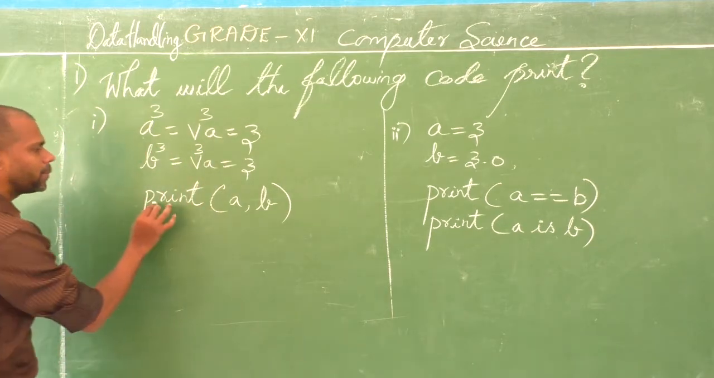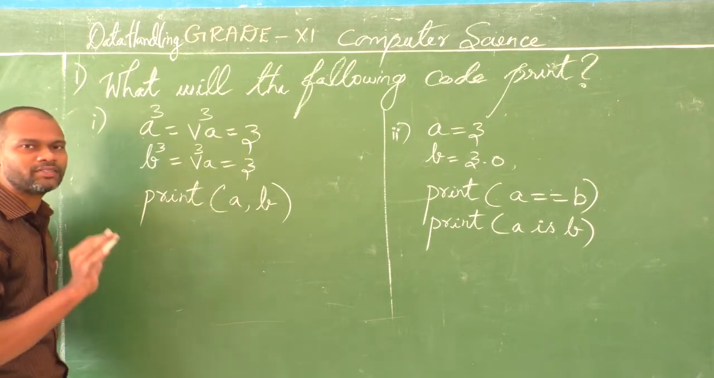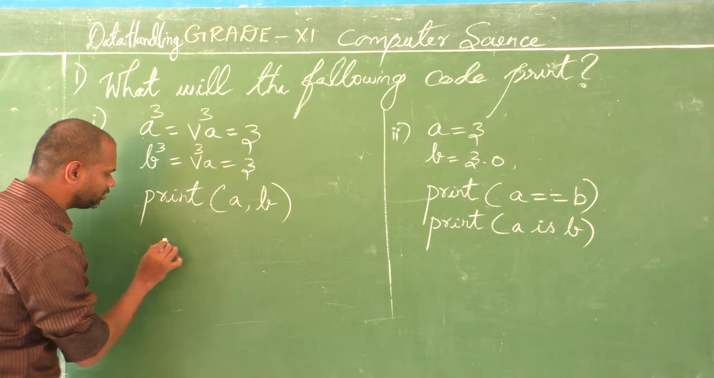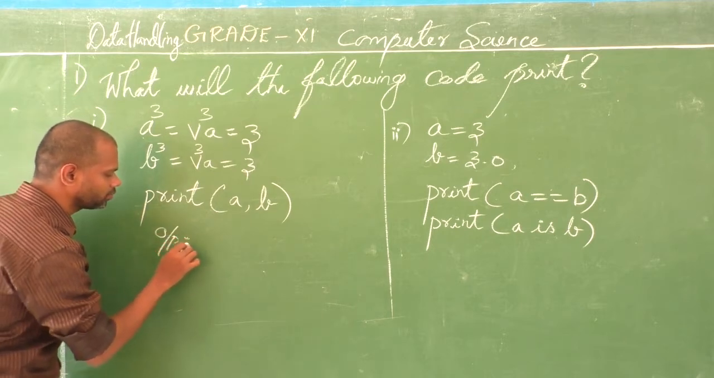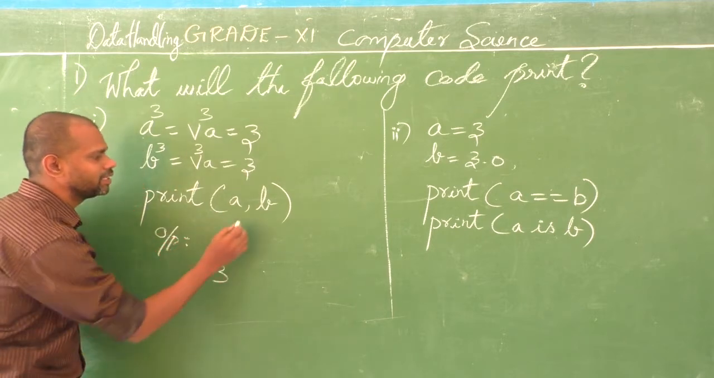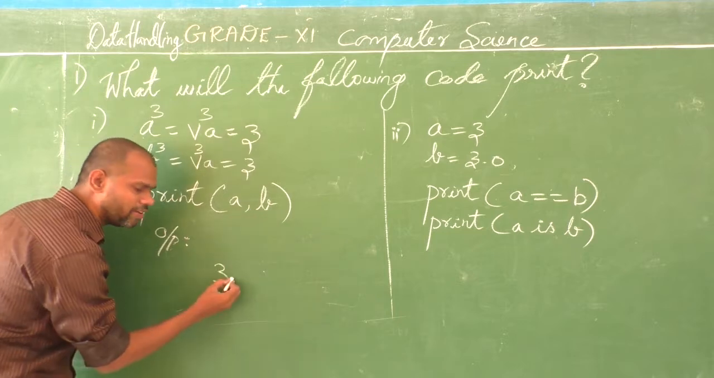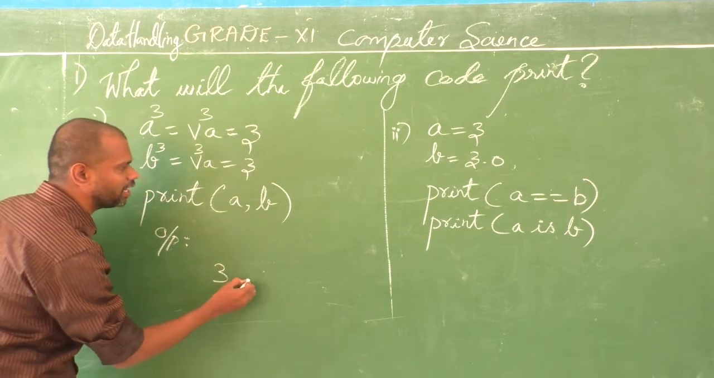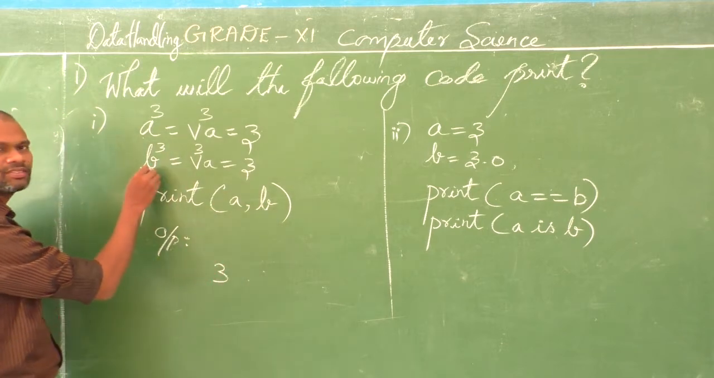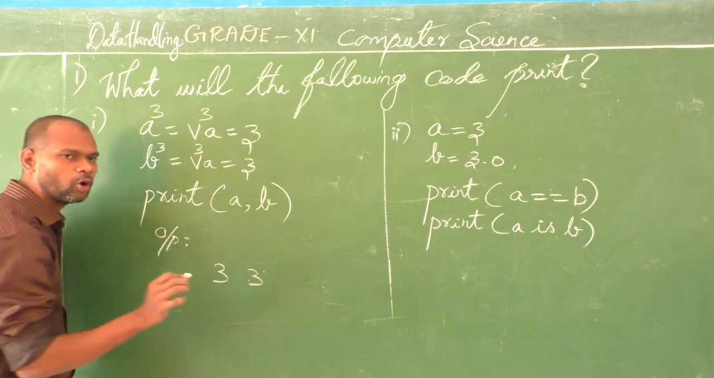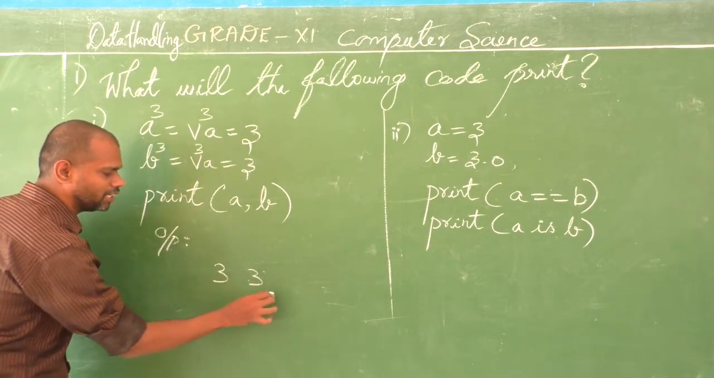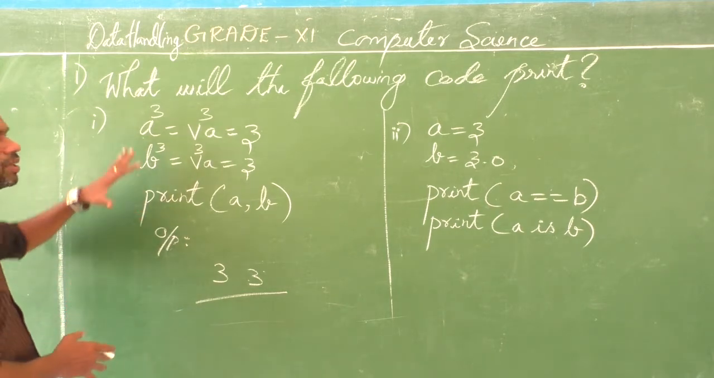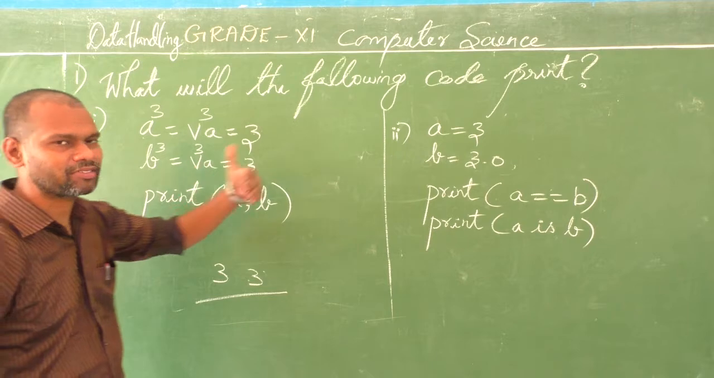Now print A comma B, what is the output? It will print the value of A, which is 3. Then because of this comma, it will give you a space. Then it prints the value of B, which is 3. So the output is 3 space 3. This is the answer. It's a basic question. Now we can go for the next level.